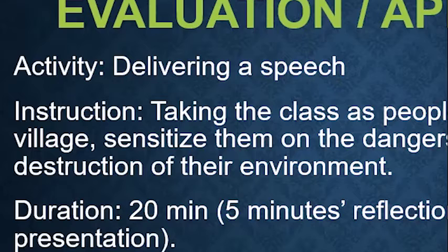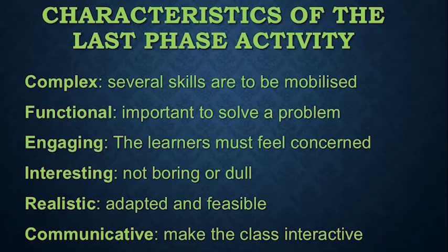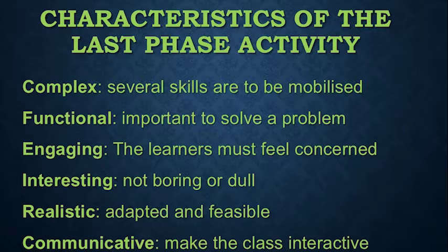They are concerned. So if you look at this activity, we can say that the activity has all these 6 characteristics. It is complex. They have to mobilize a certain number of skills in order to deliver that speech. This make it complex, and then it is functional. It has a function because it serves to fight against these bad practices. It is engaging. The students are concerned because environmental issues concern everybody. It is interesting because you all know that it is interesting, and it is realistic. They can do that, and it is communicative. They will be able to interact because when the speaker finishes speaking, the other classmates will ask questions.